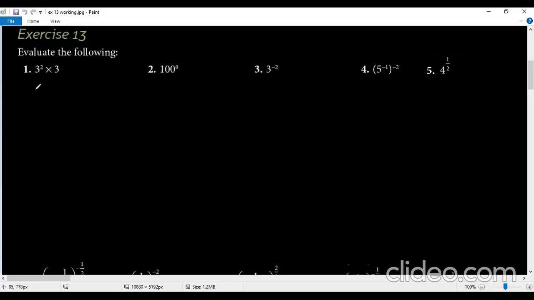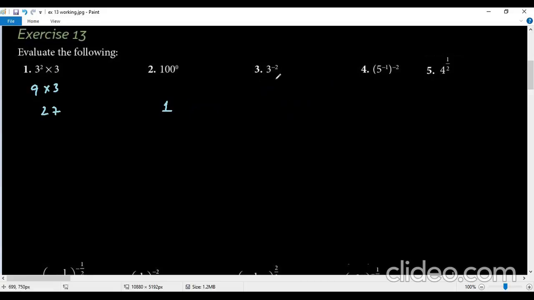Now, 3 square means 3 times 3, which is going to give us 9, times 3 is 27. Now, 100 power 0, or anything power 0, is going to be 1. You may write 2 power 0, or 700 power 0, or 20,000 or 530 power 0. Anything you write over here is going to be 1 because the power is 0. So anything power 0 is 1. This is the rule you must know very well.